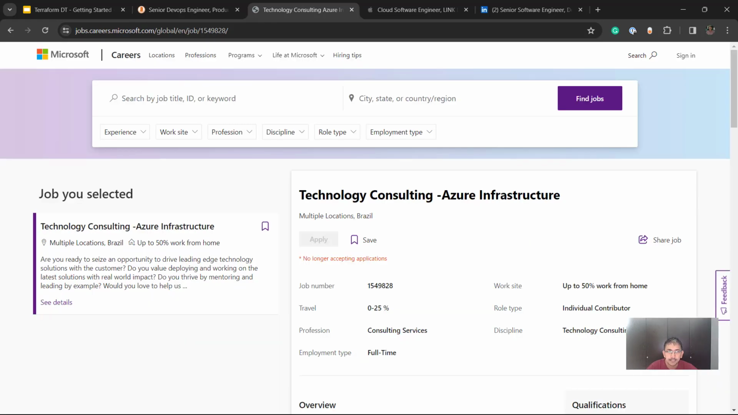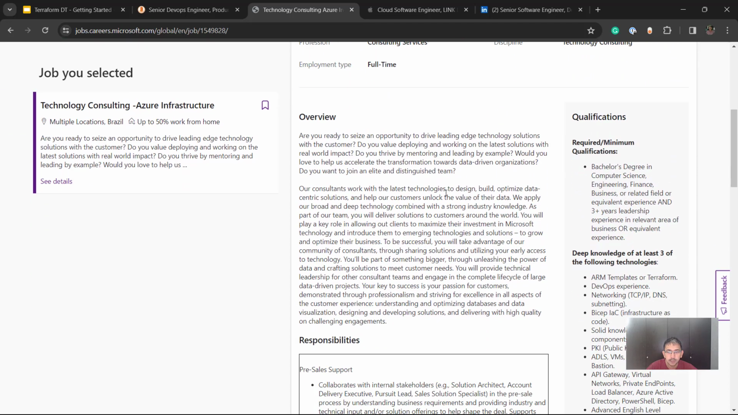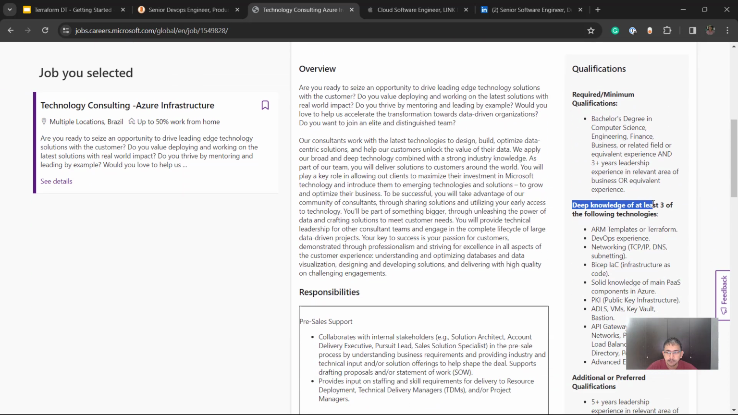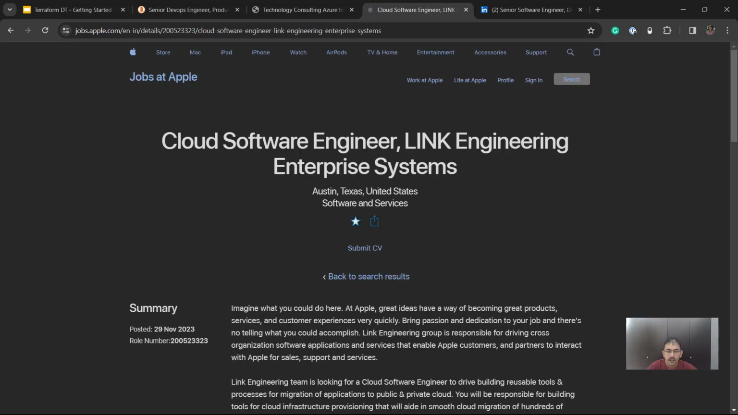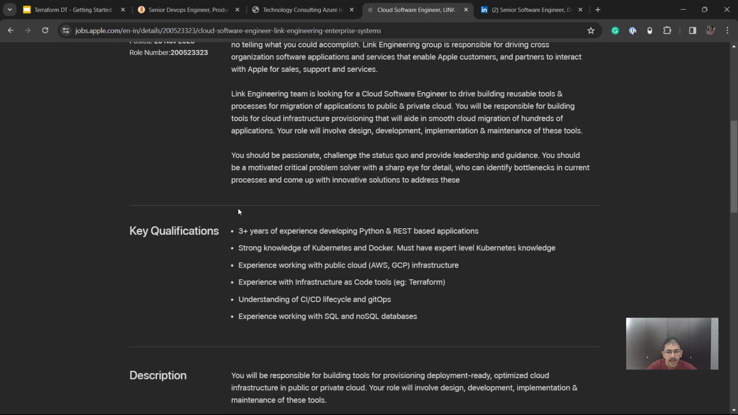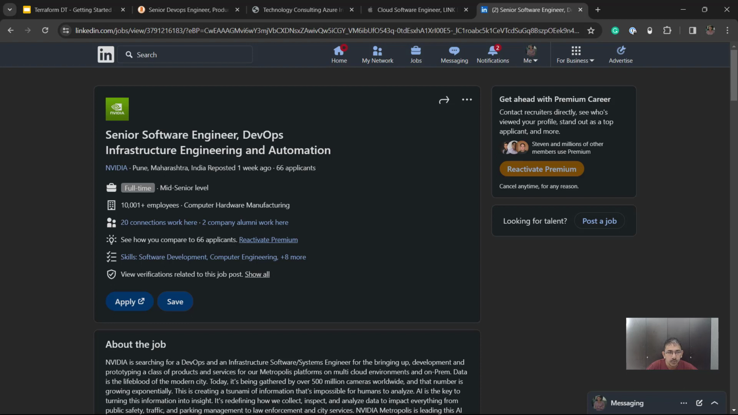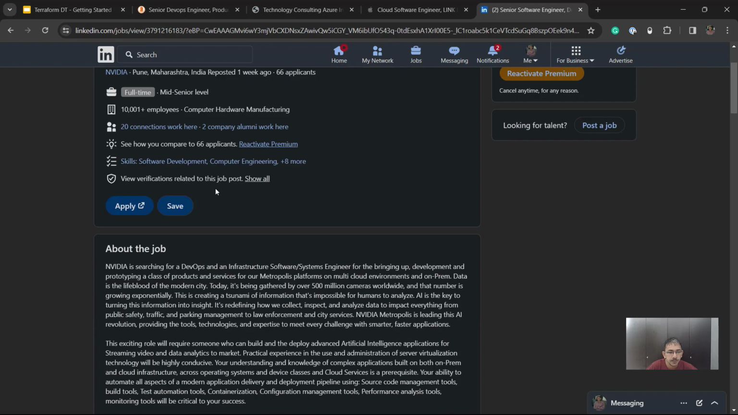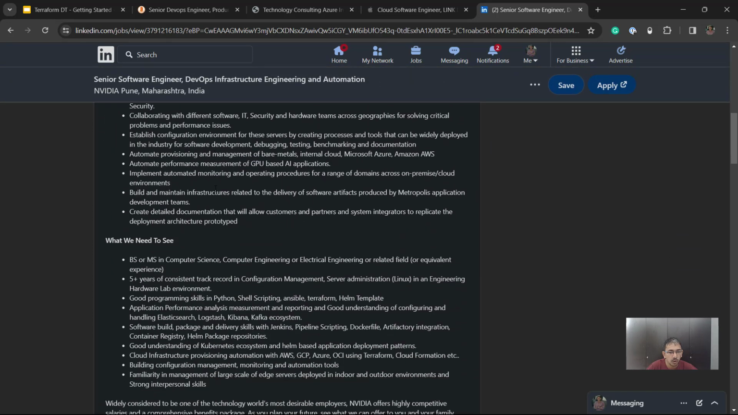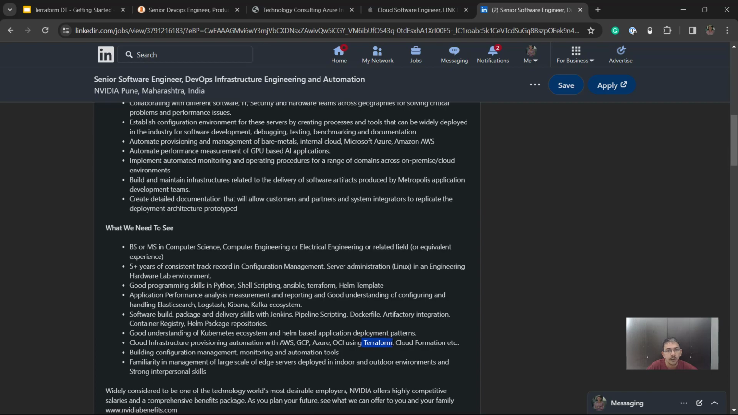The second JD that we are going to explore is associated with Microsoft for Azure infrastructure. Now, if you look over here, it states deep knowledge of at least 3 technologies, one among them being ARM templates or Terraform. The third role is in Apple, associated with Cloud Software Engineer. And if you look into the key qualifications here, one among them is Terraform. And the last one that we are going to explore is associated with NVIDIA. Again, this is Senior Software Engineer DevOps. And if you look into what they are expecting, you see Terraform is in the list.